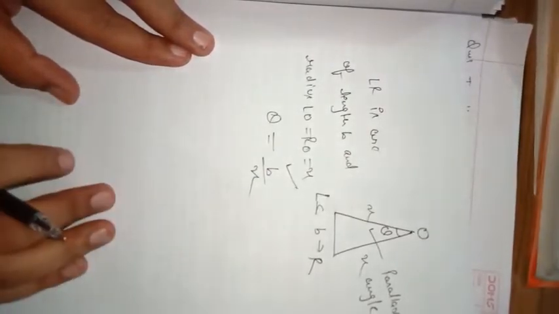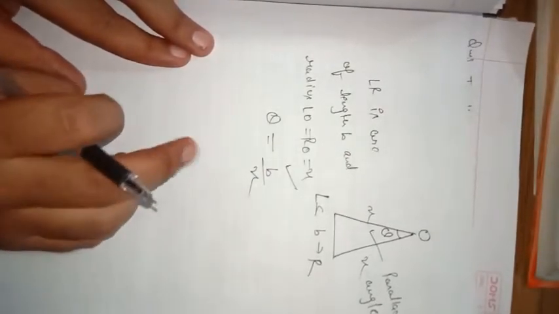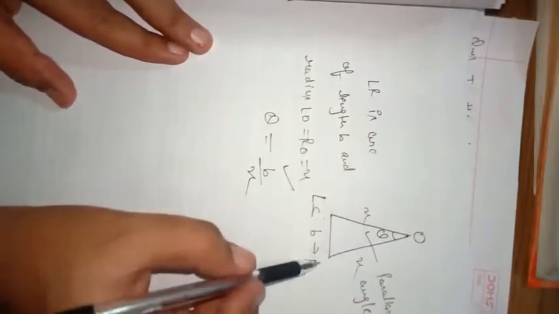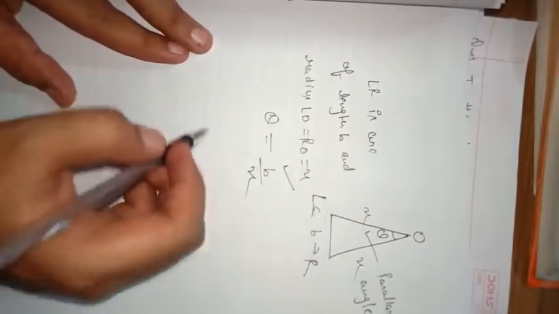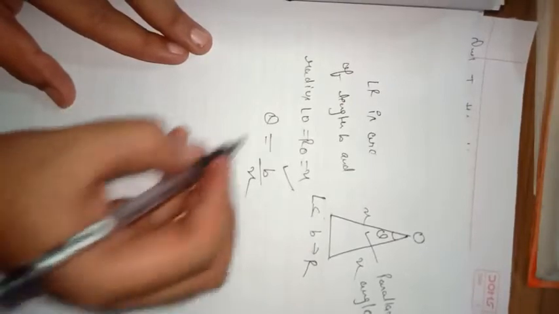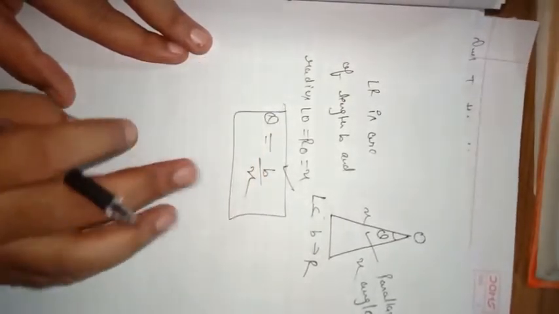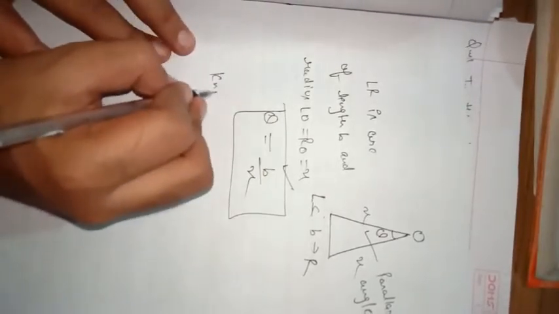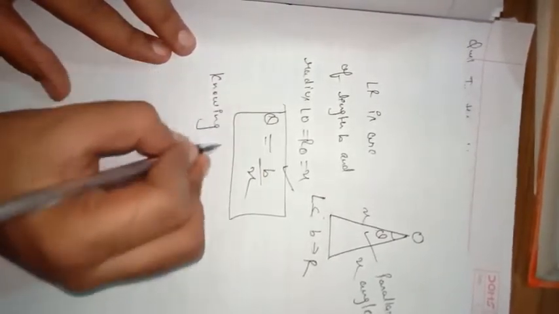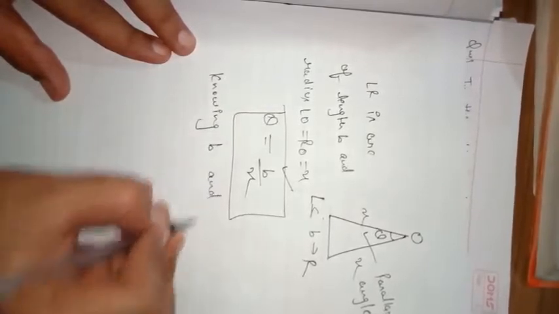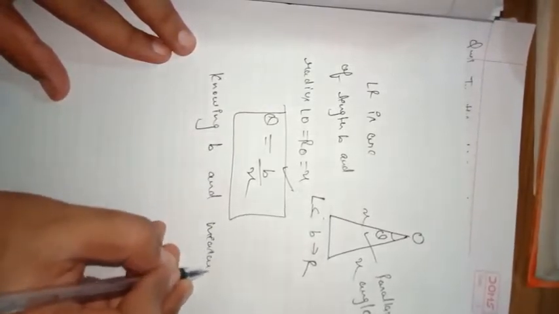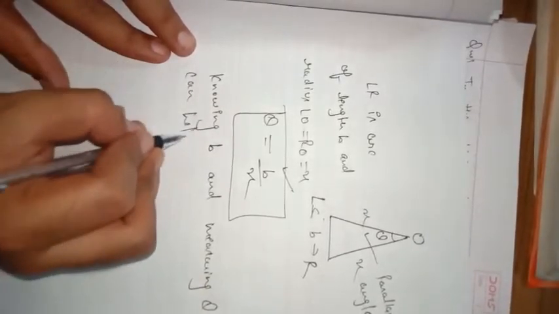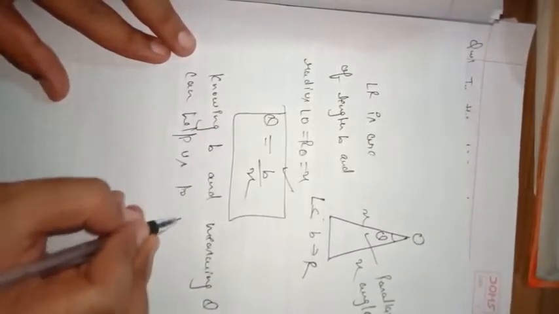There should not be any confusion. Angle is equal to arc upon radius. So the radius is this x, and this LR is considered to be the arc. So theta is equal to B upon x, and this is the value of the parallax angle. Knowing B and measuring theta can help us to calculate x.